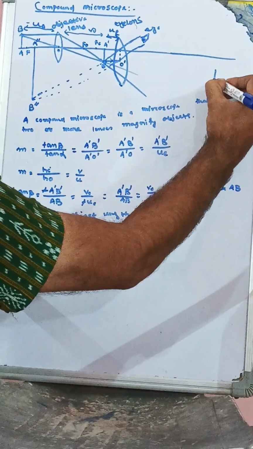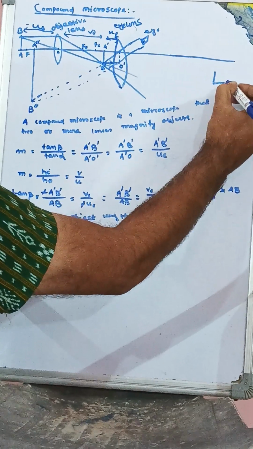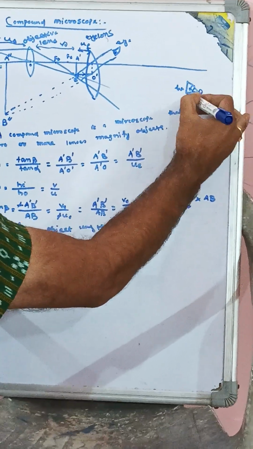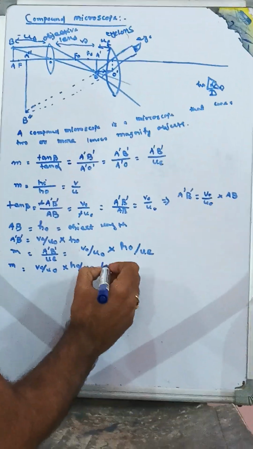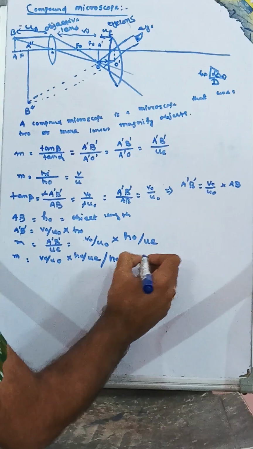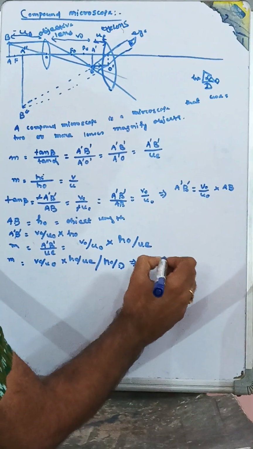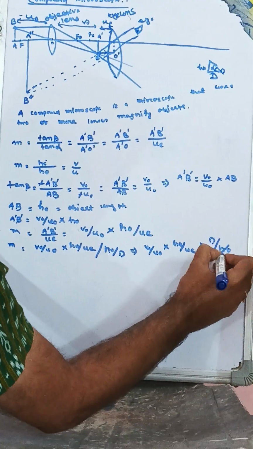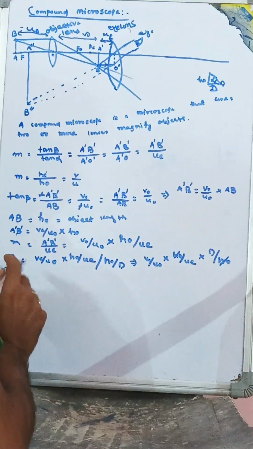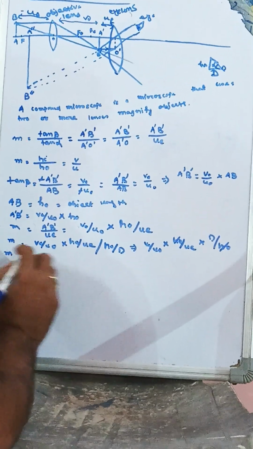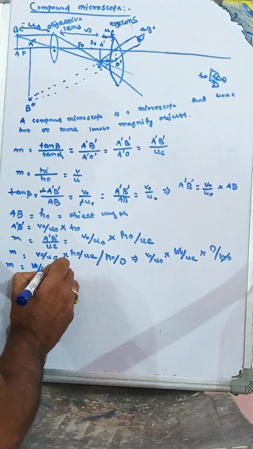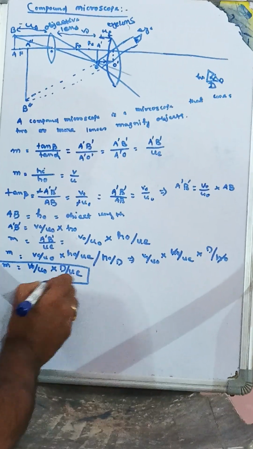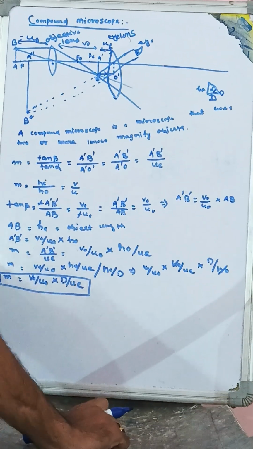Alpha is the least distance of distinct vision D, so this angle alpha is h0 by D. This implies v0 by u0 into h0 by ue into D by h0. h0 will be cancelled, then M is equal to v0 by u0 into D by ue. This is the equation.